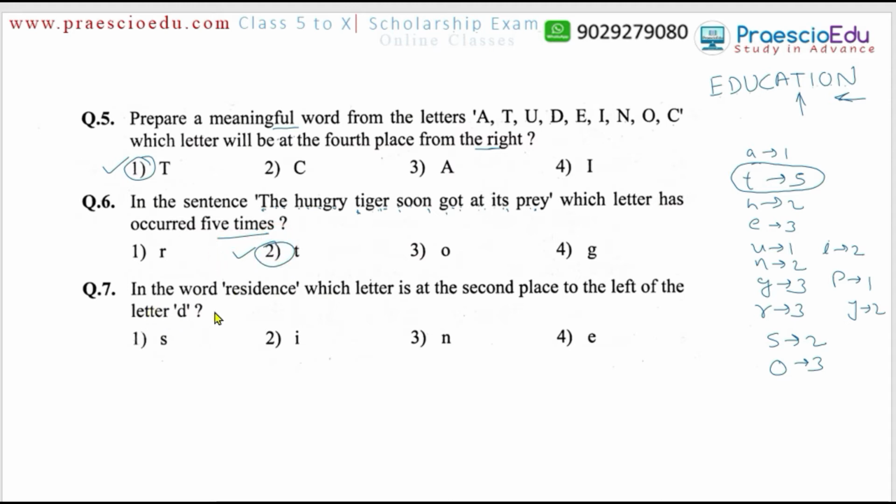Question number 7. In the word RESIDENCE, which letter is at the second place to the left of the letter D? Letter D is here. Left of the letter D, second place to the left. Second place means this is the first place and then this is the second place. So S is the letter. So option number 1 is the correct one.